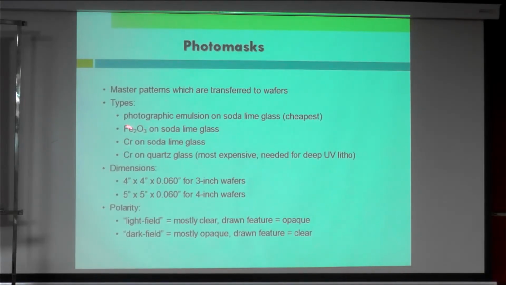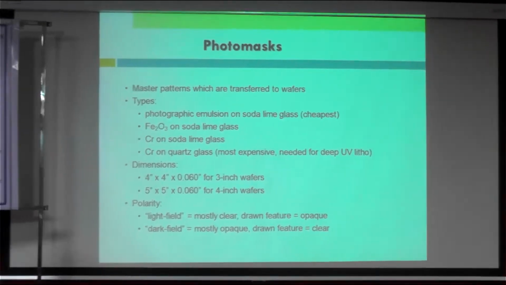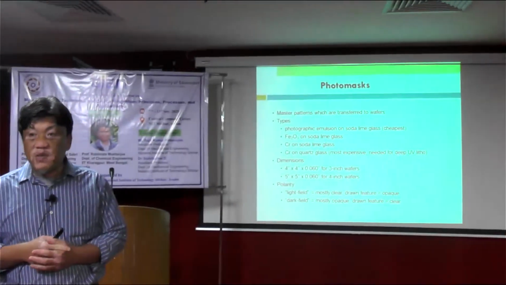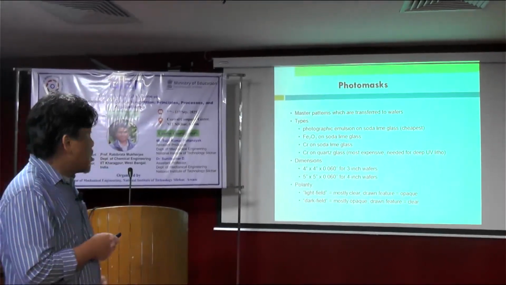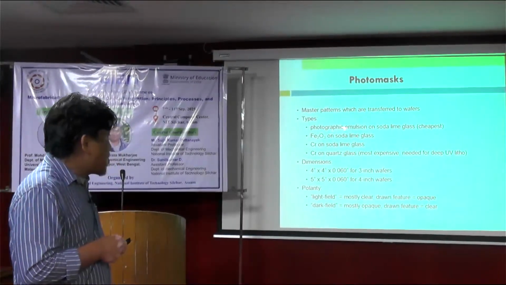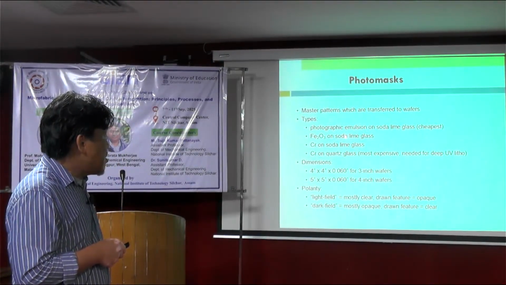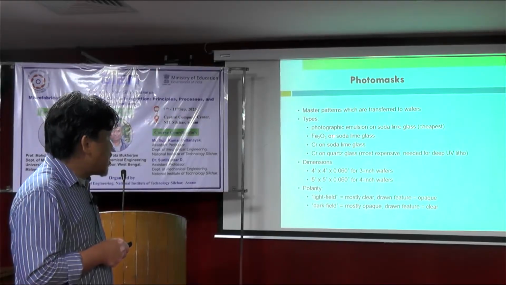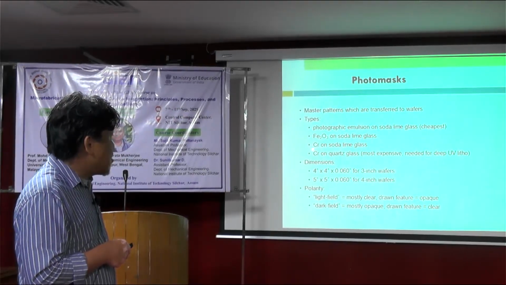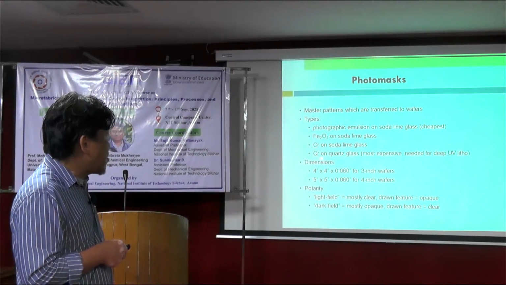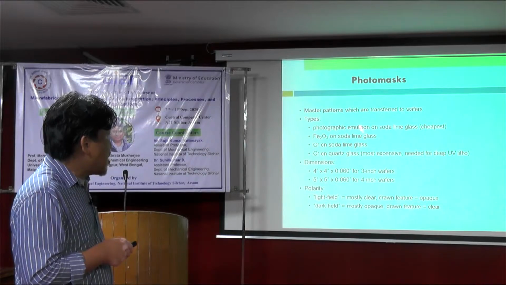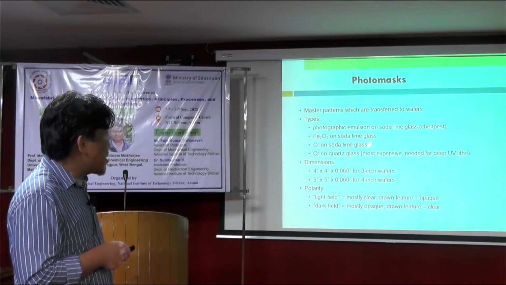So the photomask is the master pattern which is transferred to the wafer. That is what we have been calling the photomask, or mask. The types of photomask: photographic emulsion on soda lime glass is the cheapest, or Fe2O3 on soda lime glass, or chromium on soda lime glass, or chromium on quartz glass. These are types of photomask that can be used.